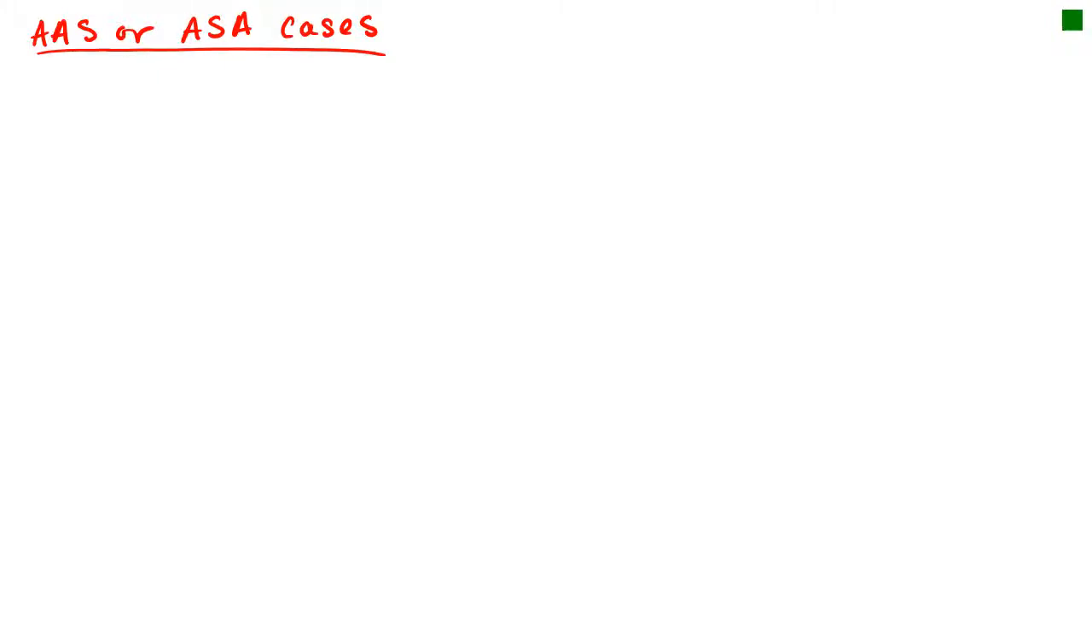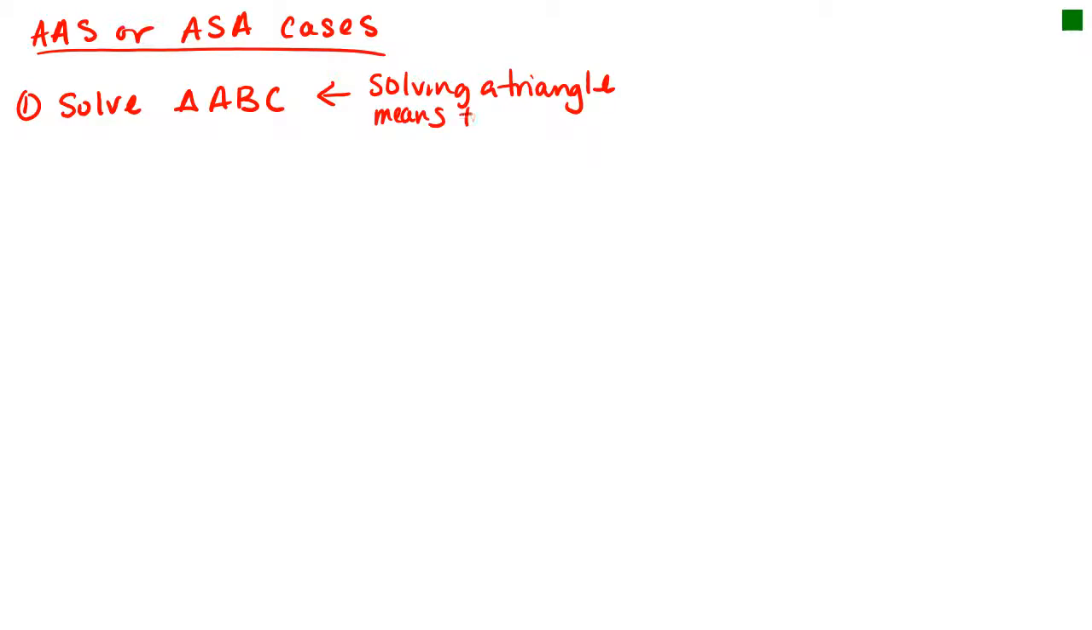All right, so first example, we're going to solve triangle ABC. And we're going to do two examples in this space, by the way. Just as a note, solving a triangle means to find all the measures of the angles and all the side lengths.